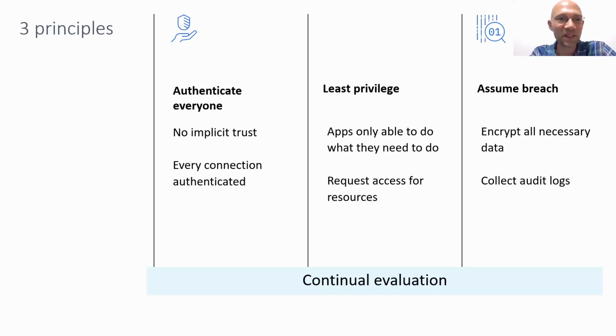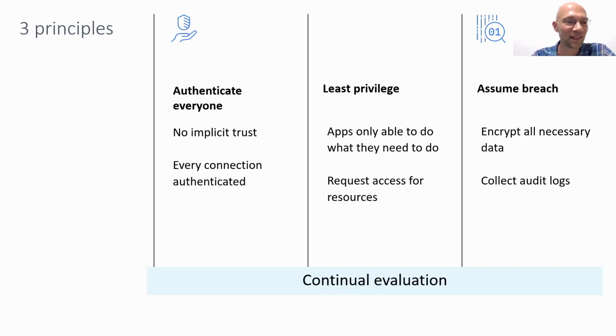There are essentially three principles that Zero Trust breaks down into. These are authenticate everyone, the principle of least privilege, and assume breach. The first one, authenticate everyone, is fairly clear, given that we're talking about Zero Trust. You cannot trust that any connections that come into your system should be implicitly authenticated.